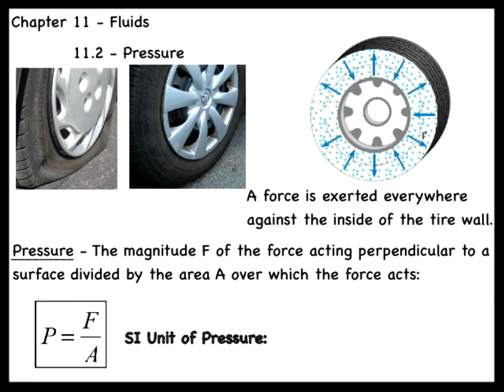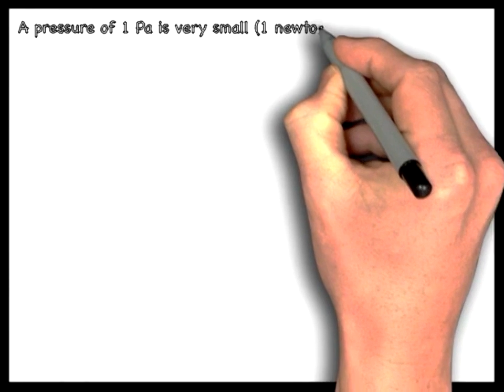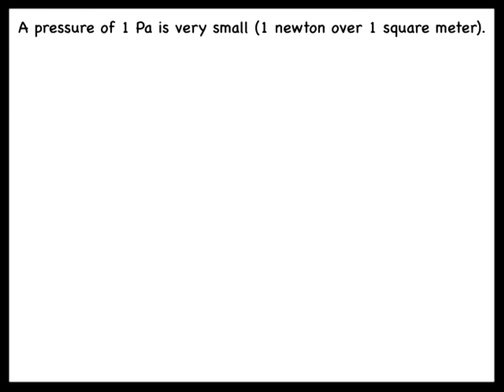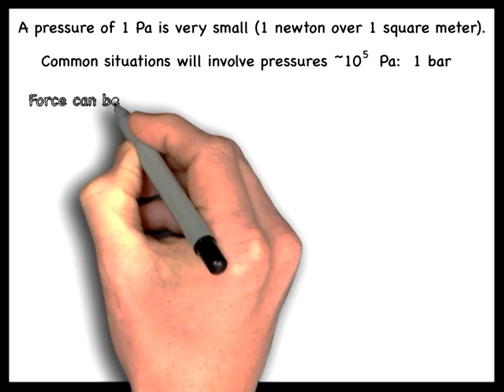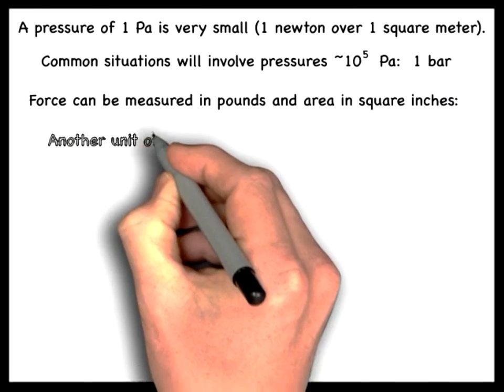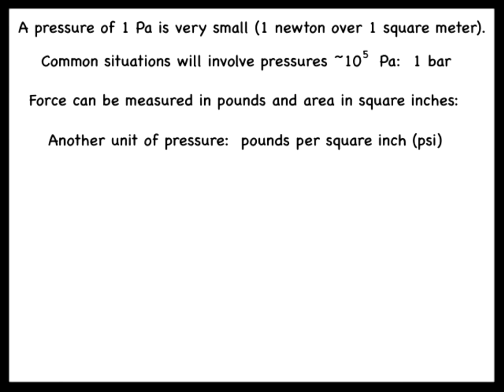The SI unit of pressure is the Newton per square meter, which is referred to as a Pascal. A pressure of 1 Pascal is a very small pressure when you consider it's equal to 1 Newton of force, about the size needed to push a doorbell, distributed over an area of 1 square meter. Many common situations involve pressures of approximately 10 to the 5th pascals, which is an amount referred to as 1 bar of pressure. Alternatively, force can be measured in pounds and area in square inches, giving another common unit of pressure of pounds per square inch, or psi.